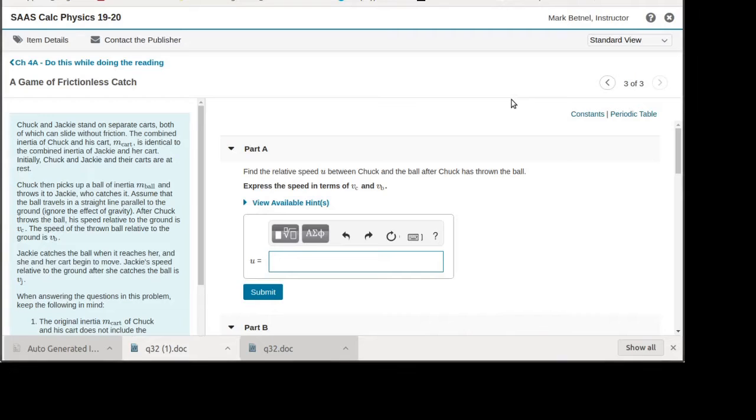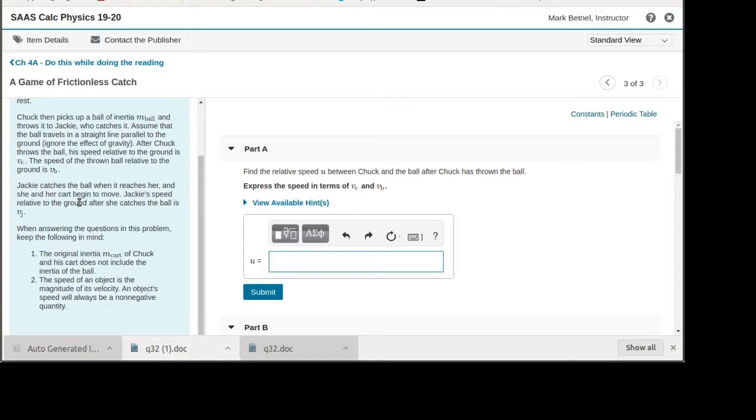So first, we've got this situation of Chuck and Jackie on carts. The carts can slide without friction. You've got an inertia of Chuck and the cart. You've got an identical inertia for Jackie and her cart. They're initially at rest. Chuck picks up a ball and throws it. Jackie catches it. So because Chuck throws the ball, Chuck is going to get moved backwards. Because Jackie catches the ball, Jackie's going to get moved backwards from her point of view. And we're going to figure out some stuff about it. So the first question is to find the relative speed between Chuck and the ball.